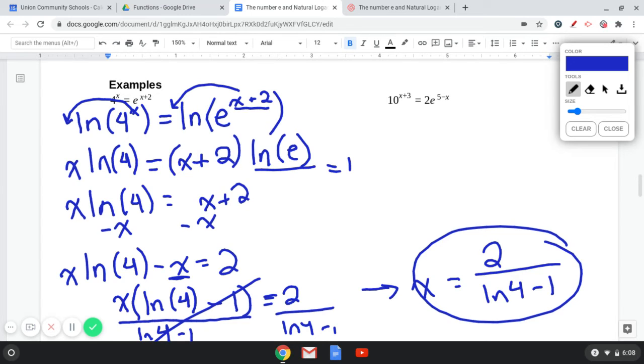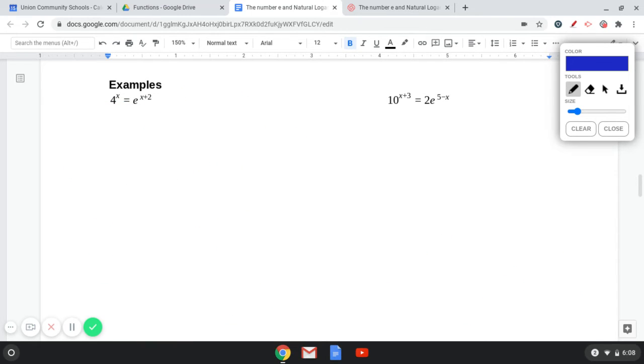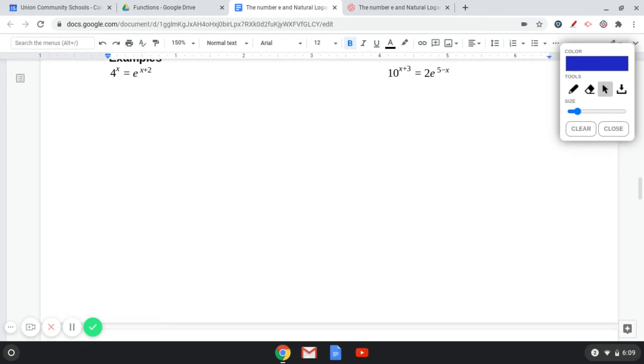So let's do another example. 10 to the x plus 3 equals 2 times e to the 5 minus x. So first things first, we're going to take the natural log of both sides. And I'm actually going to scroll up just a touch if I can.